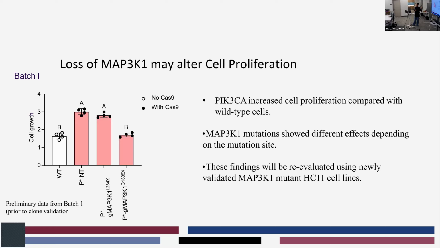This graph is actually preliminary, so we didn't get to this part yet, but my mentor allowed me to use this data just to show you something that would happen. The taller bar indicates greater cell proliferation, and right here is also our wild type. The other two are different mutations in the PIK3CA. The MAP3K mutations show different effects depending on the mutation site for these two, and the findings will be reevaluated using newly validated MAP3K1 mutant HC11 cell lines.